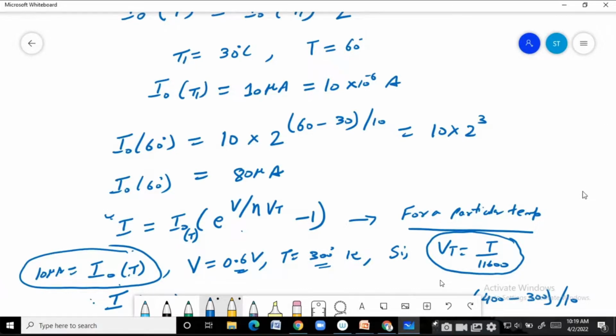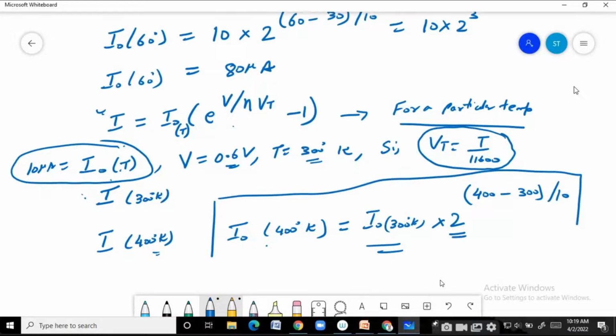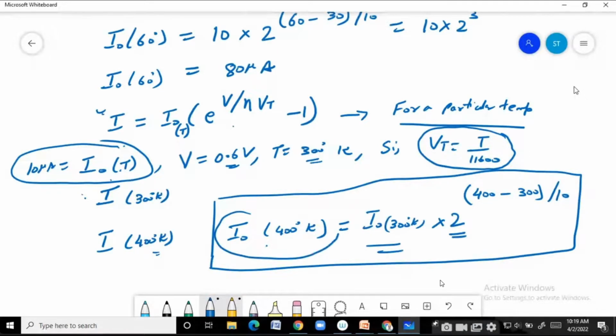And how will you update it? You will be updating it through this equation. And this is the example that I have provided, of how you will update it. In this particular example, the I naught at 300 degree Kelvin is given to you, which is 10 microamperes. And you are asked to find out the diode current at 400 degree Kelvin. So to find the diode current at 400 degree Kelvin, you need to first of all find the reverse saturation current at 400 degree Kelvin. And how will you do that? You will use the value of the given I naught at 300 degree Kelvin.